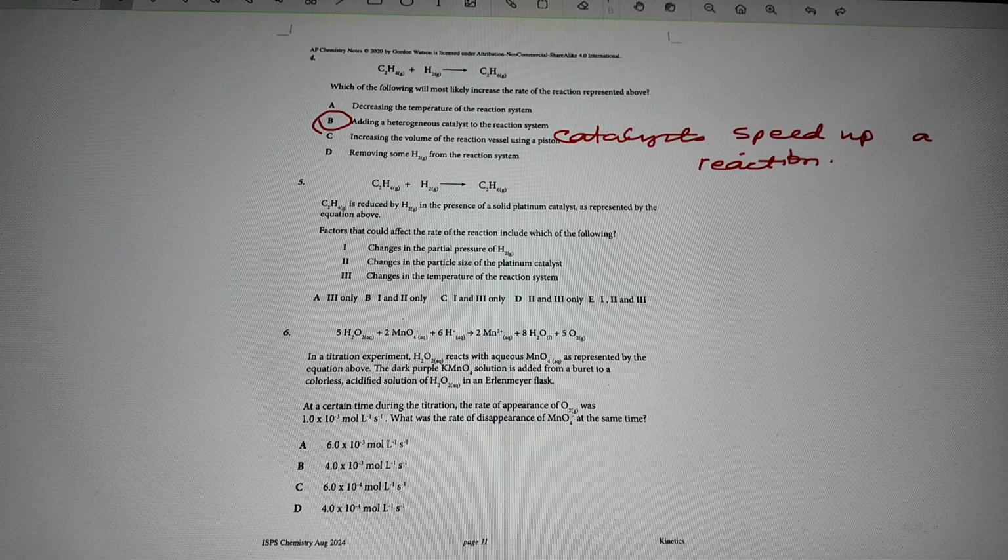So off the bat, we can say it's not 3 only. It's not 1 and 2 because that ignores 3. And it's not 2 and 3 because we know definitely 1 is right and we know 3 is right. And then, is the particle size of the catalyst a factor?